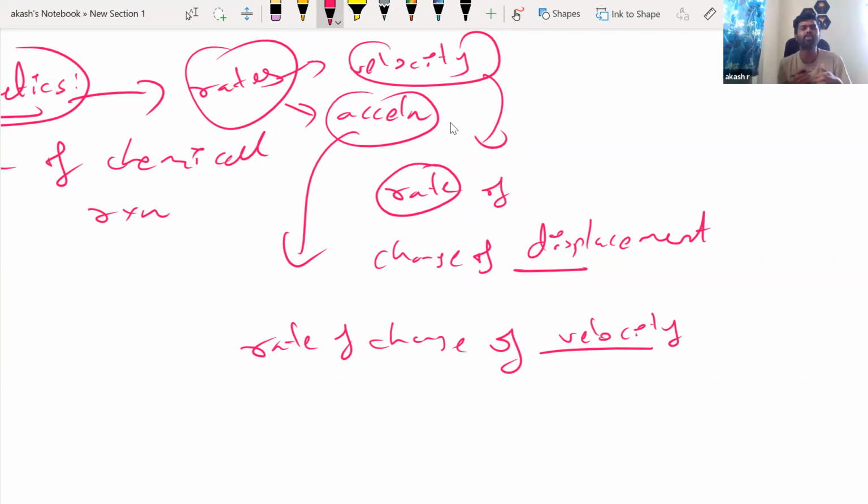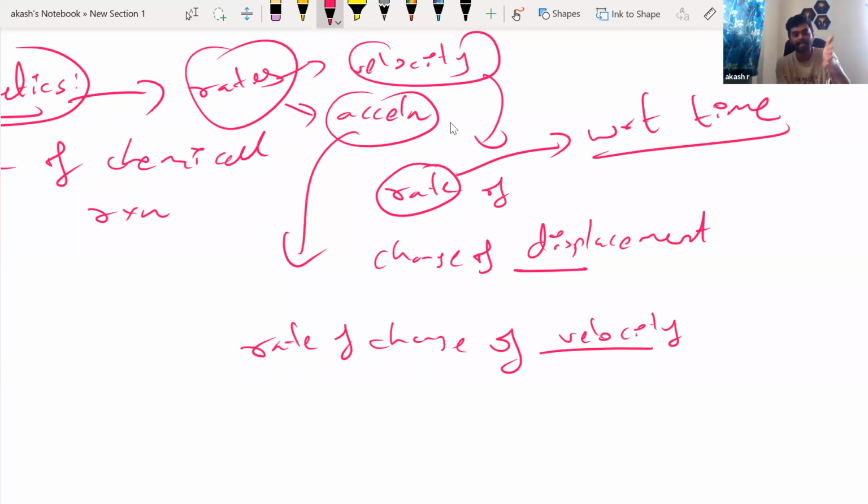So whenever we speak about rate, the rate at which something is changing, whenever we mention this term rate, we are talking with respect to time, right? As time passes, how that particular quantity is changing is what we are going to study when we talk about rate.